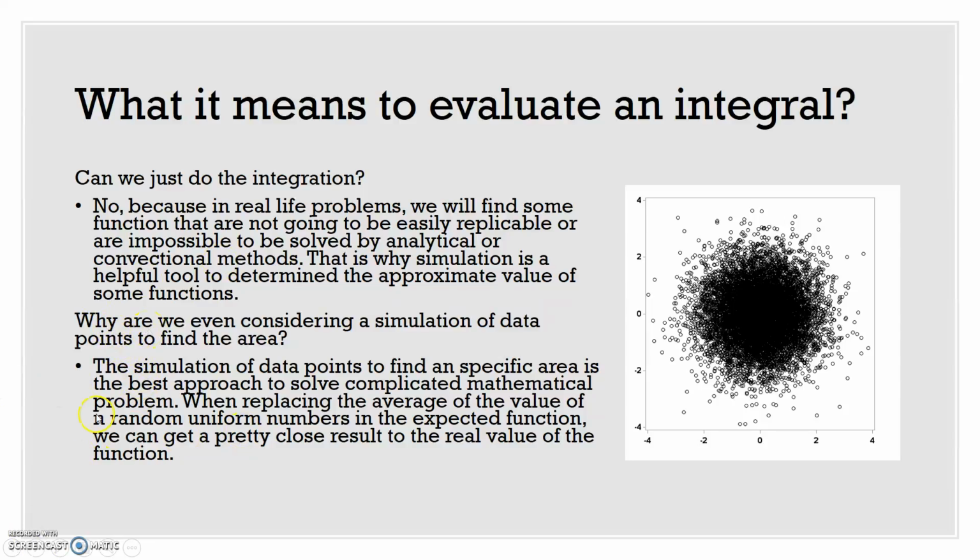So why are we even considering a simulation of data points to find the area? The simulation of data points to find a specific area is the best approach to solve complicated mathematical problems. When replacing the expected value of the function with the average of n random uniform numbers, we can get a pretty close result to the real value of the function. And the way to do this is with Monte Carlo. So using Monte Carlo, we can get a pretty close result. It's like an estimation of the real value.